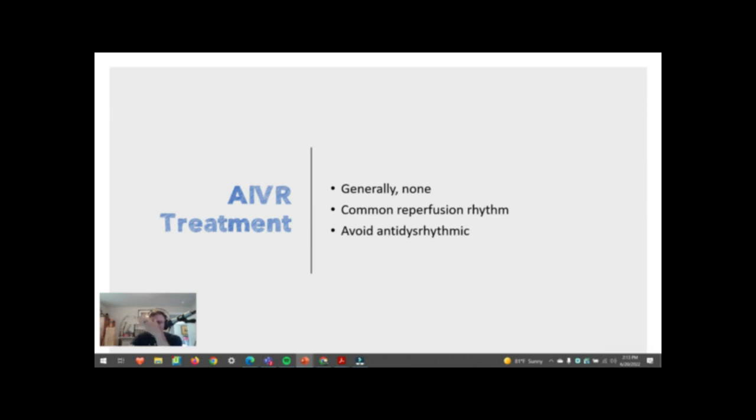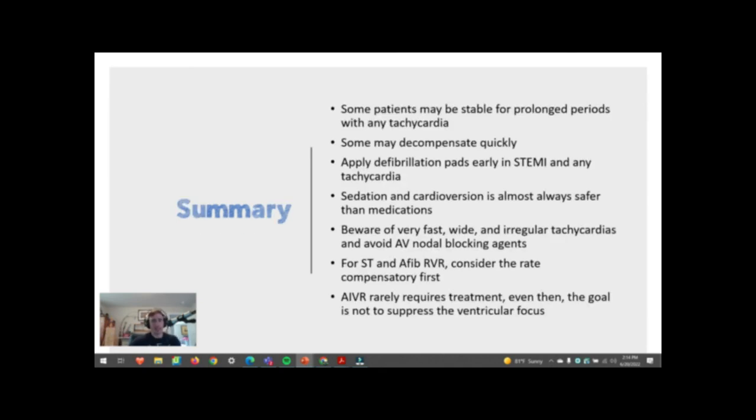Because what happens if there's a complete heart block and the patient goes into a ventricular rhythm? Complete heart block, the atria and the ventricles are no longer communicating, and you suppress the ventricles. Then you're left with asystole. That's what you get. It's a common reperfusion arrhythmia. So imagine if you get a pulse back and you see what looks like a wide complex tachycardia, but it's not fast, it's about 120-ish, then don't treat that. Do not treat that.